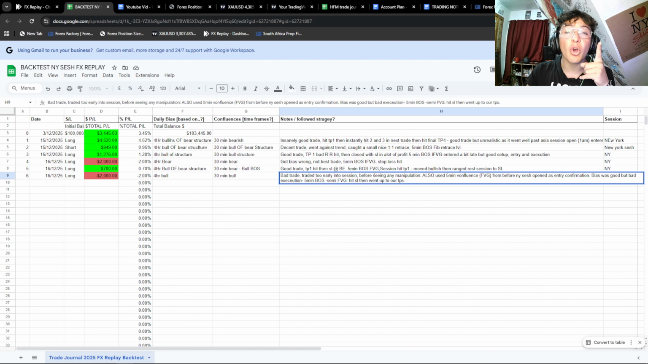We traded too early into the session before seeing any manipulation. Also, we used a 5-minute confluence, a fair value gap, as entry confirmation from before New York session opened. I said our bias was good, but we had a bad entry and bad execution. We entered on a 5-minute break of structure and a semi-fair value gap. I say semi because it was in the previous session, at the end of London session, and not in New York session. Okay? You get that.